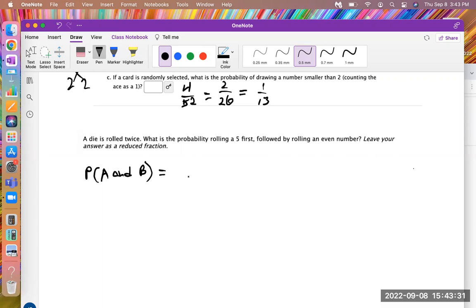Now, if these are independent, where the probability of B is not affected by the probability of A, then our answer is just the probability of A, the first event happening, times the probability of the second event happening, call it B. So our A is rolling a 5 first, and our event B is rolling an even number. So we have to ask ourselves, are those independent?